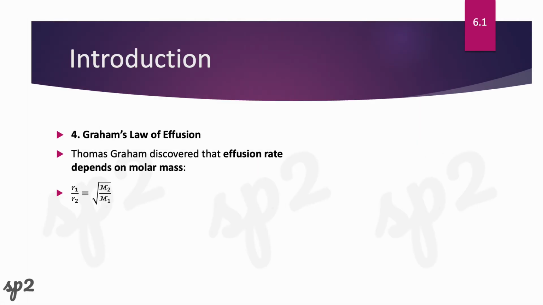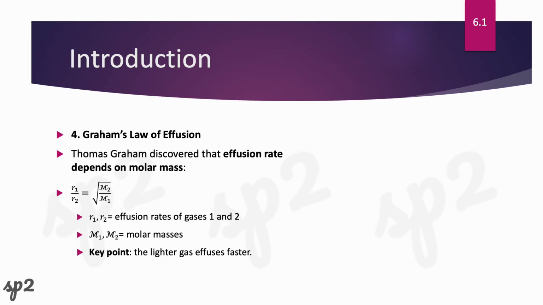Okay, so the law that takes care of this kind of interaction is known as Graham's law of effusion. Thomas Graham discovered the effusion rate depends on the molar mass. It goes by R1 over R2, which is taking the effusion rates of the two gases, 1 and 2, equal to the square root of M2 over M1, and these are the molar masses. So the idea here is the lighter the gas is, the faster it diffuses.